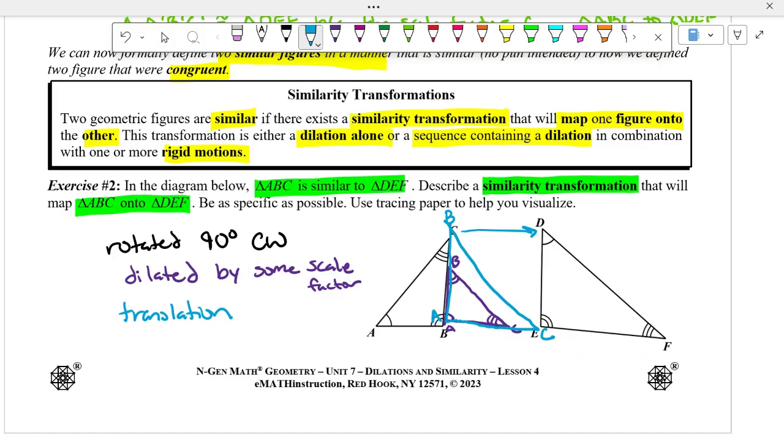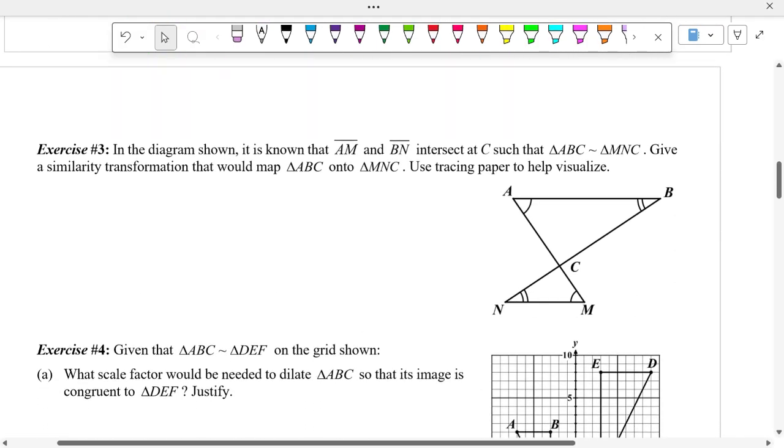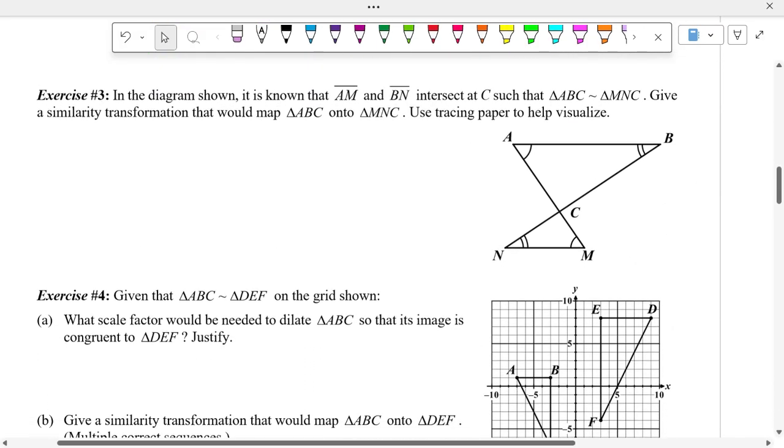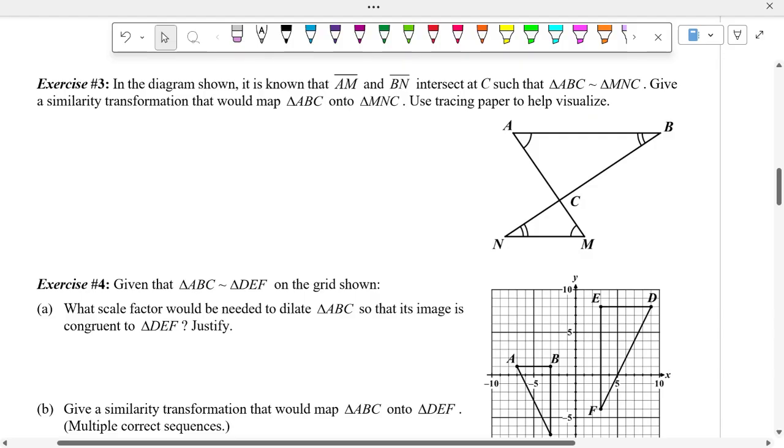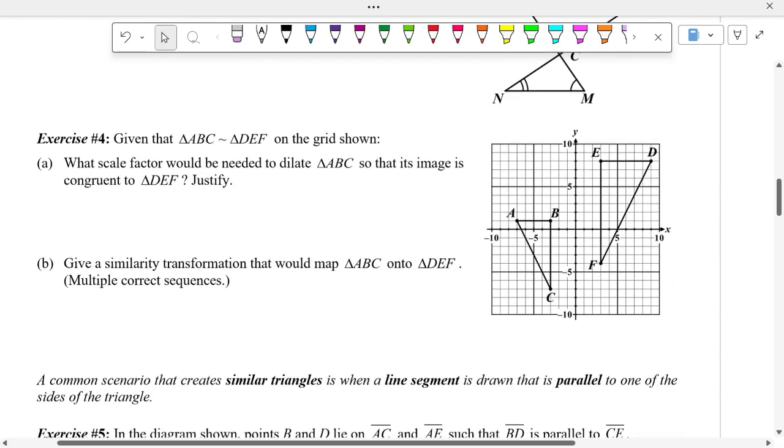Now, why are we doing this? Well, first off, it's good review from Unit 1. It's a good connection to it. But it also shows that even though the orientation is different, they can still be similar figures. Just like how orientation with congruent figures doesn't matter, orientation with similar figures doesn't matter either. So we're going to skip exercise 3 because it's pretty much more of the same and go to exercise 4.